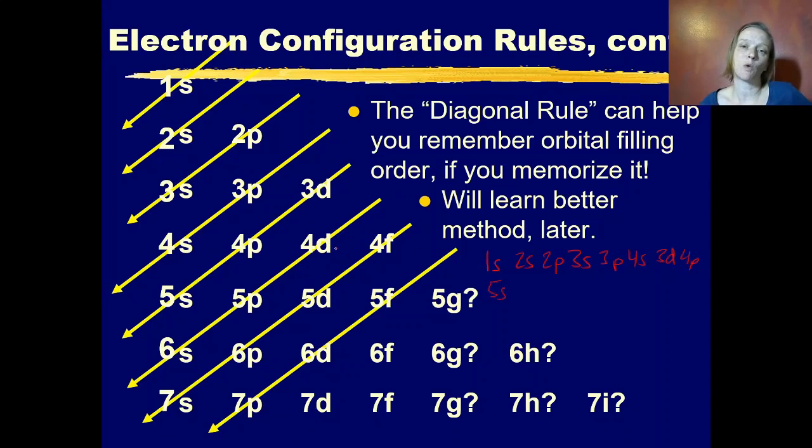Then comes 4d, 5p, 6s. Then comes 4f, 5d, 6p, 7s. Then comes 5f, 6d, 7p.